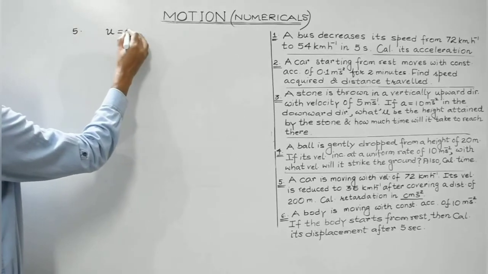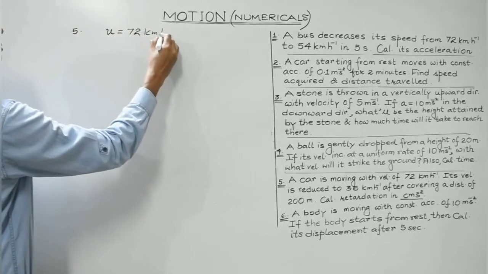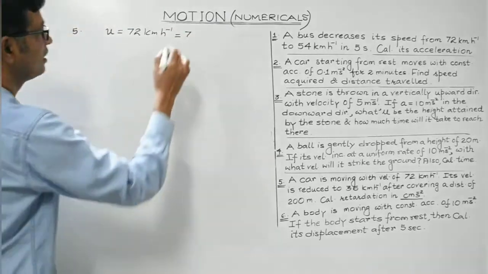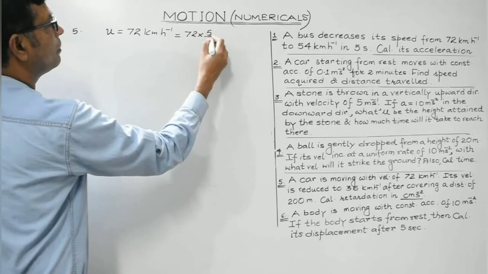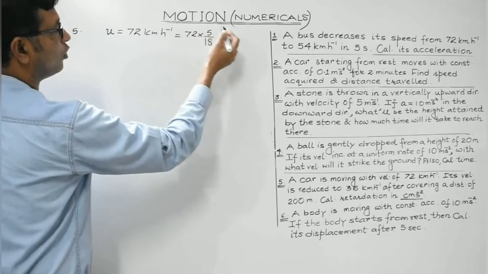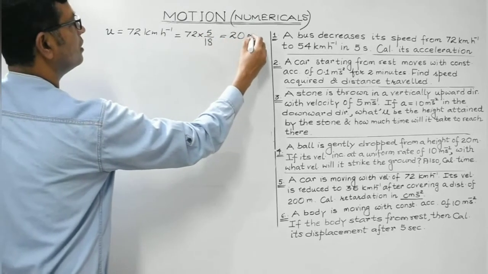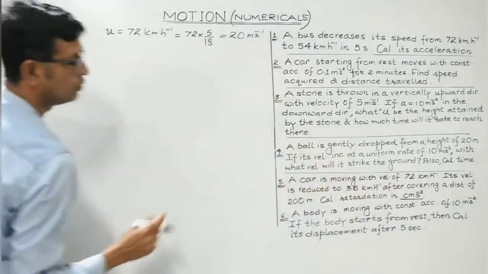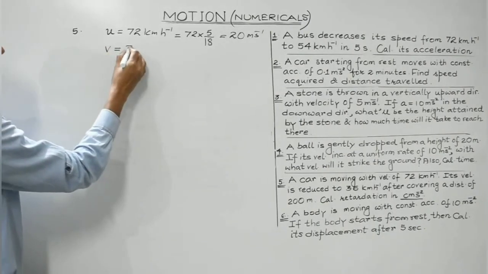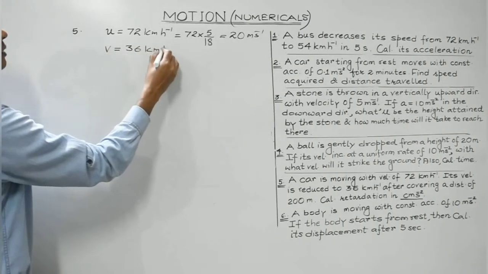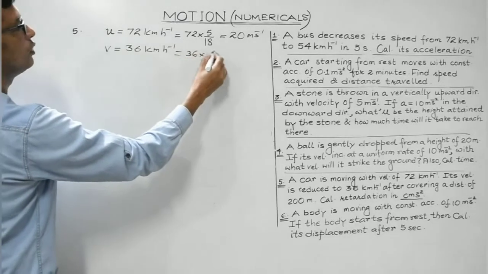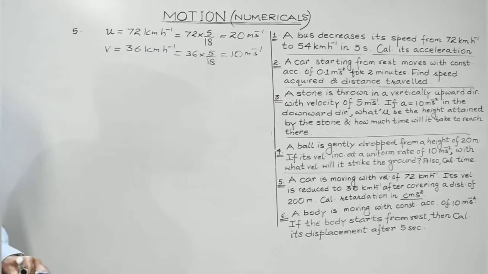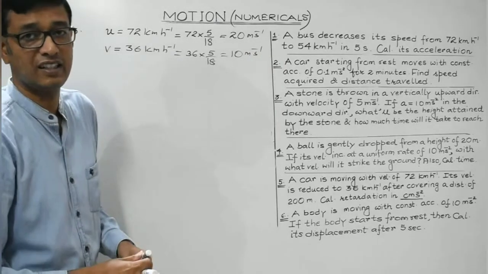Moving with velocity u is given to be 72 km per hour. Students, don't forget to convert it into meter per second. So it will be 72 multiplied by 5 by 18, which is 20 meter per second. This is the initial velocity. Then its velocity is reduced to 36 km per hour. So this is the final velocity, 36 into 5 by 18, so it will be 10 meter per second. Right? This is the first step, to convert into SI.